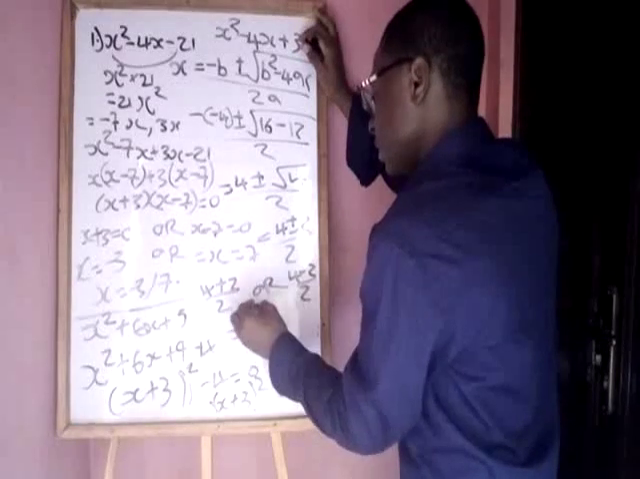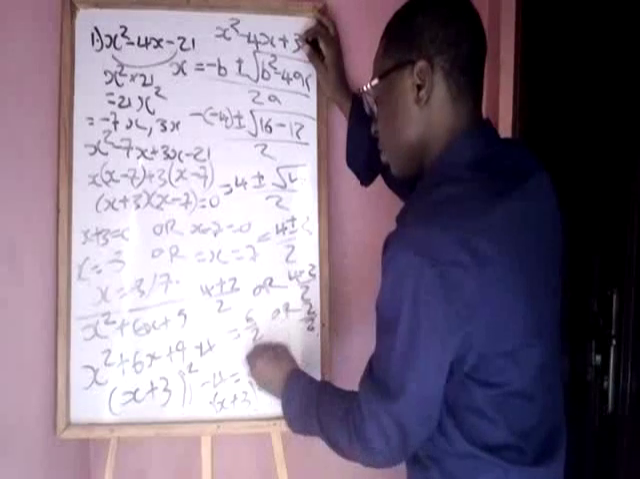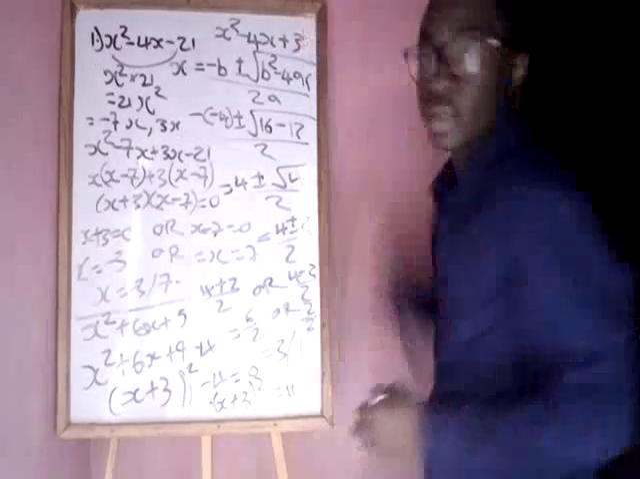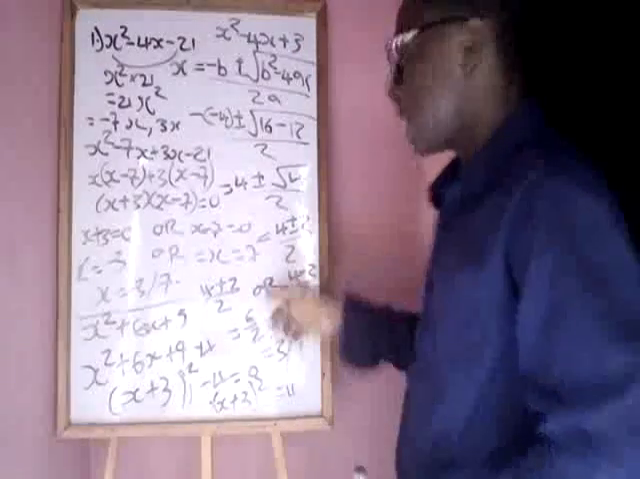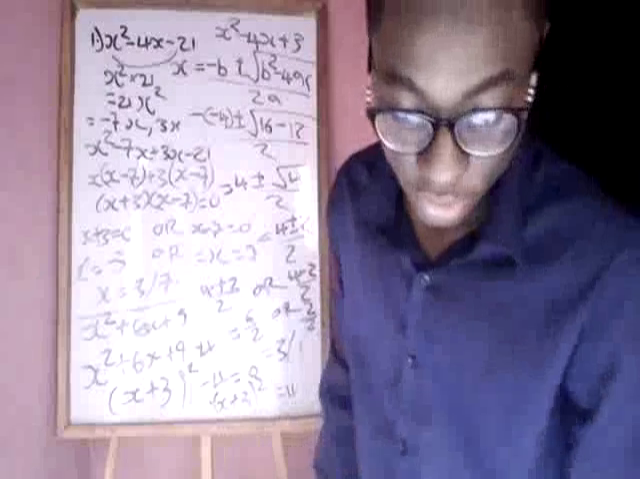That's 6 over 2 or 2 over 2. That means x is equal to 3 or 1. That's the solution for this kind of equation. That is using the quadratic formula. So these are various methods you can use to solve algebraic equations. These are basically the methods that you'll be using in this kind of question.